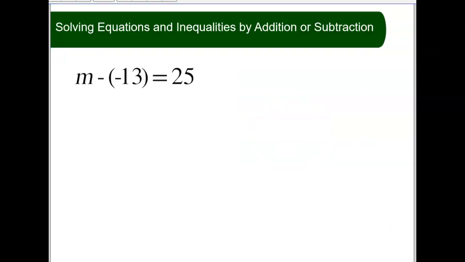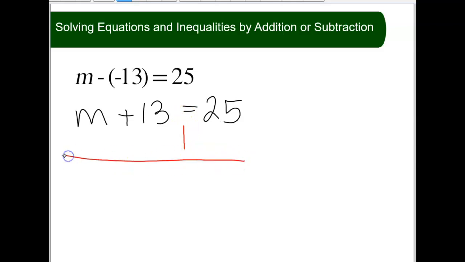Okay, let's see how we can do that now with an actual equation and not the model. I've got m minus negative 13 equals 25. First thing I really want to do is simplify this. I'm going to rewrite this as m plus 13 equals 25. Now, how do I get m by itself? Well, I see that I'm adding 13 to m, so I want to do the opposite of that. I'm going to subtract 13. But if I subtract 13 on the left side of that equal sign, I have to subtract 13 on the right. This is how you have to show your work. You're going to be graded on showing that you understand how to balance an equation. 25 minus 13, that is 12.